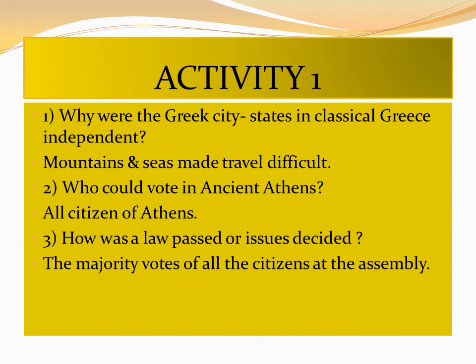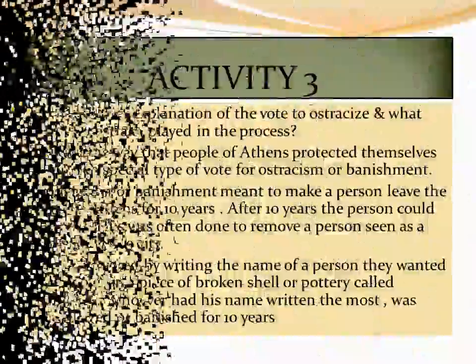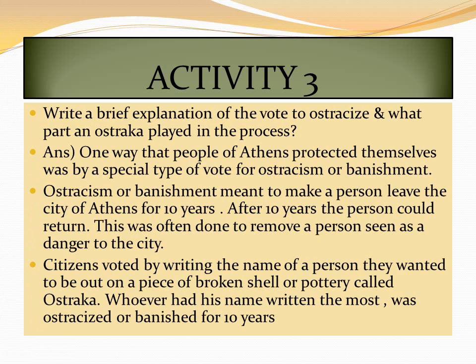So here we come to the activities. These are the textual activities. Children, please go through. Activity 2 is match the following. Please go through. You can go through this activity 3, wherein they are asking you the brief explanation of the vote to ostracize and what part ostraca played in this process.